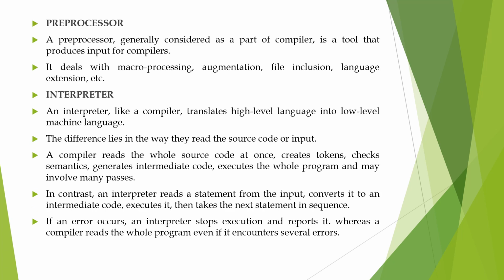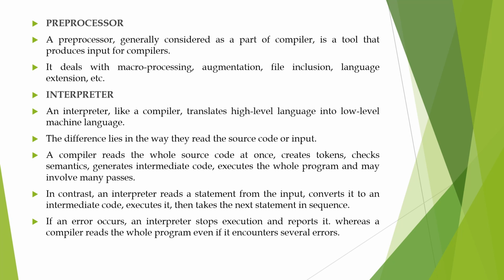First, we will see what is preprocessor. A preprocessor is generally considered as a part of a compiler. That is a tool that produces input for compilers. Next comes, it deals with macro processing, augmentation, file inclusion, language extension, etc. Next comes the interpreter. What is interpreter? An interpreter is also like a compiler which translates high level language into low level machine language.